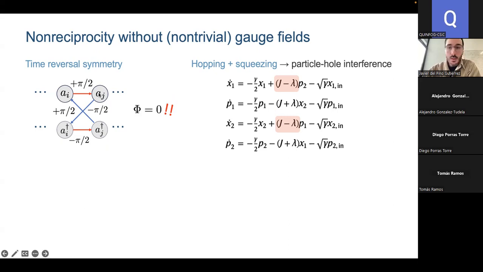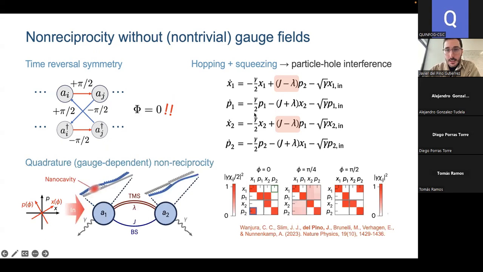In order to check if this is actually true, we went back and did an experiment on the same platform, an optomechanical cavity. We coupled two mechanical modes through hopping and two-mode squeezing interactions, and we reconstructed the response of the system. This is the response matrix, or susceptibility matrix, when we drive each of the quadratures in each of the modes. You can see that if you drive the X quadrature in the first mode, there is nothing coming out on the P quadrature of the second mode. So in this case, the transport is non-reciprocal.